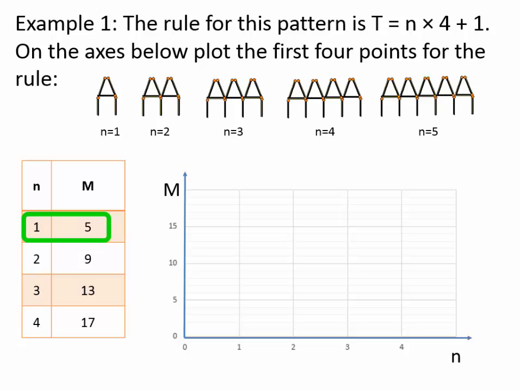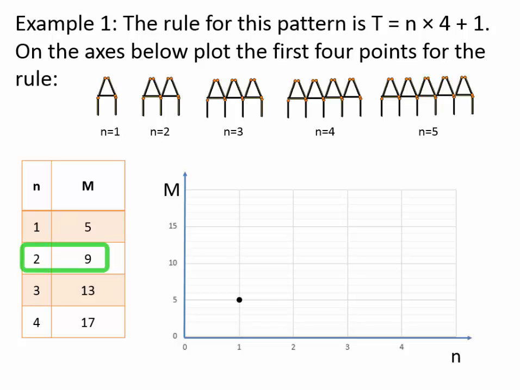Now notice n is on the horizontal axis, and m is on the vertical axis. So the horizontal axis is sometimes called the x-axis, and the vertical is called the y-axis. So look for 1 on the horizontal axis, and that's there, and the 5 will be on the other axis. And where those points cross, that's where you draw your dot.